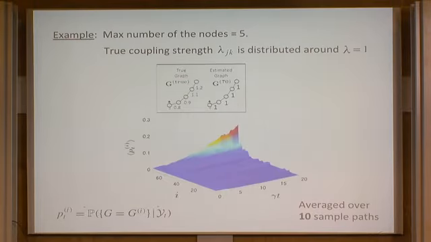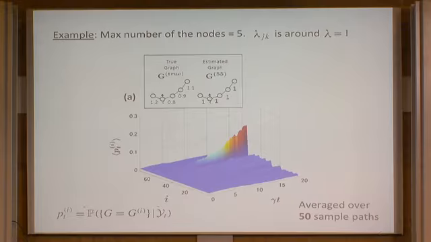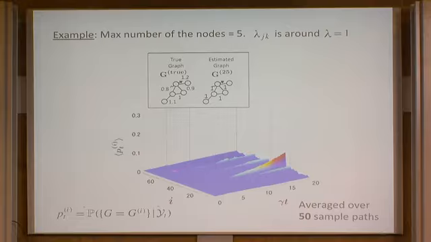Lastly, I'll skip a bit and hurry up to show the result in the 5 nodes case. Here's a case where the chain structure is the true one, and we want to estimate it. The assumption here is that lambda jk is distributed around the known value 1. Here a uniform distribution converges to the true one, so it works. And if the true structure is given by this one, it still converges to the true one. It works as well.